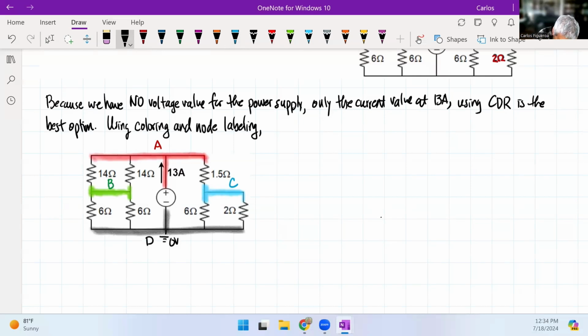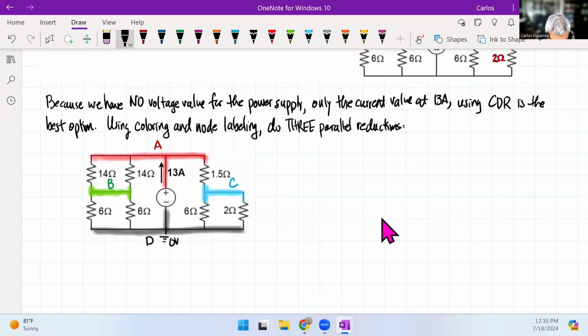So I want to rewrite this. Look at between A and B: I have two 14 ohm resistors in parallel. Between B and D, I have two 6 ohm resistors in parallel. And between C and D, I have two resistors in parallel. So I have three reductions that we can use. So we want to do three parallel reductions.